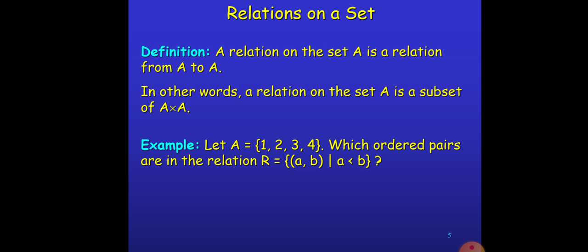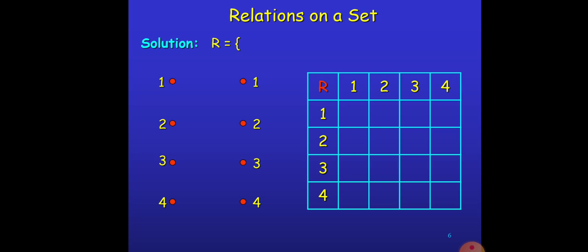1 is less than 2, so (1, 2) will belong to the relation as an ordered pair. See, 1 and 2 are related. Why are they related? Because 1 is less than 2. Next, 1 and 3. (1, 3) will be there in the relation set because 1 is less than 3, so 1 and 3 will be related.